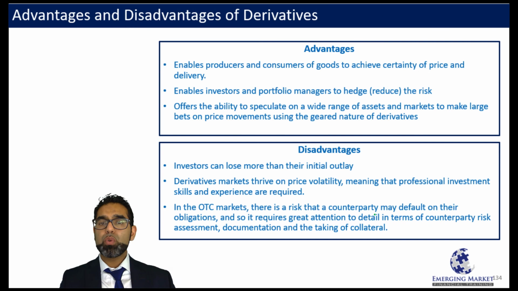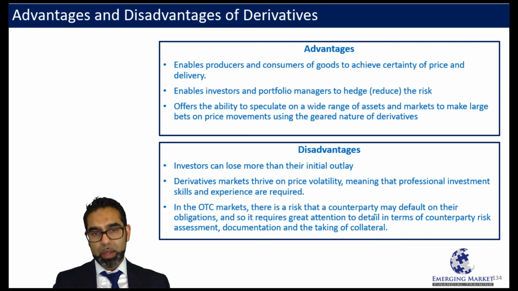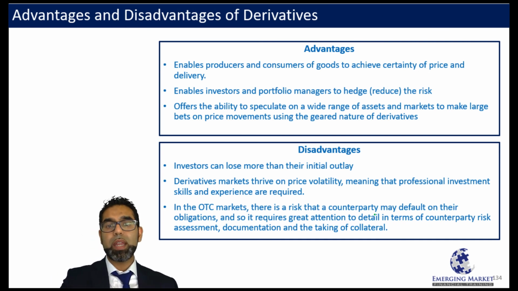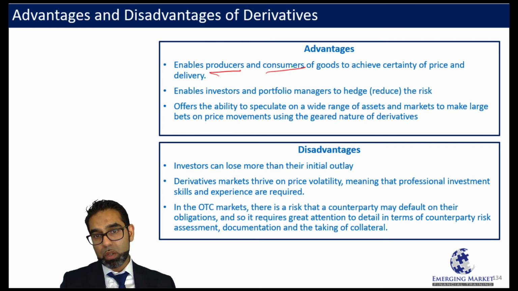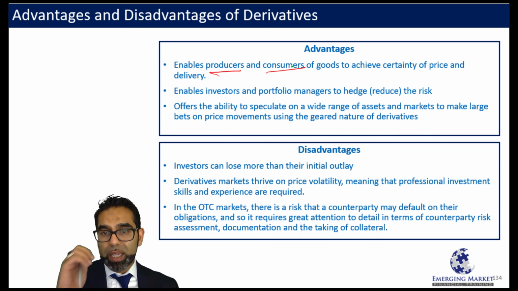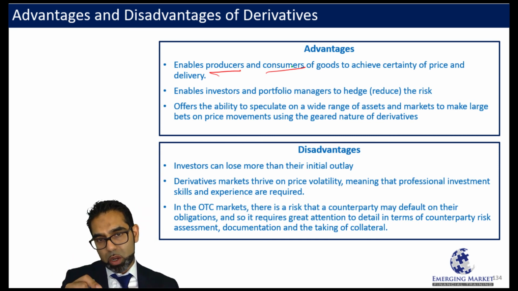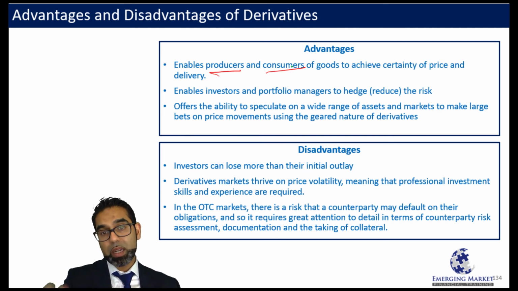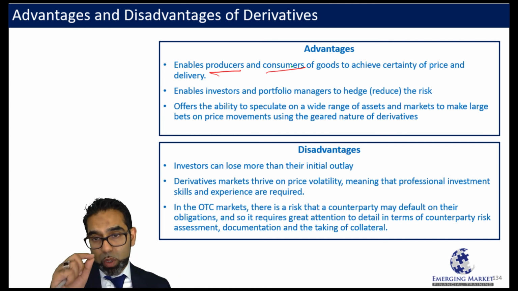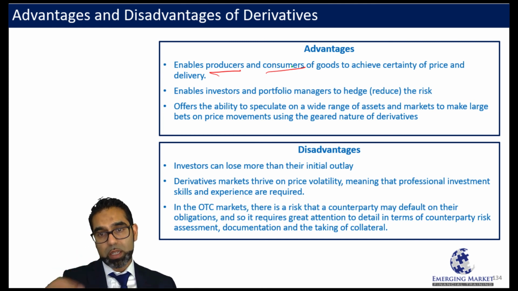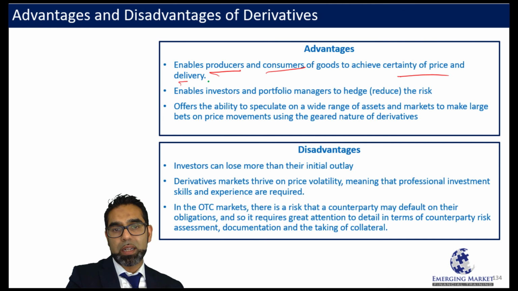A bit on pros and cons of derivatives. Why do they exist? What are the advantages? Well, they enable producers, the farmer, consumers, the buyer, the bakery who may buy wheat, to get certainty in price. Remember the oil example? We had an airline, or we had a refiner of oil. Okay, I think it was an energy company. And we also had the oil producer. Okay. So both of them wanted to fix in their price, lock in their price to achieve certainty of price and delivery in the future.